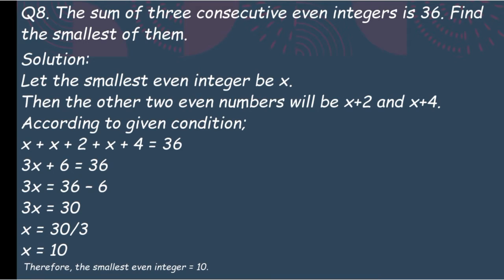Now according to the given condition, x plus x plus 2 plus x plus 4 equals 36. Now the sum of these is 3x, then 2 plus 4 equals 6, so 3x plus 6 equals 36. Now we have to find the value of x, therefore move this 6 to the right hand side and it becomes minus 6. Subtracting it from 36 we get 30. Now 3 is being multiplied by x on the left hand side, shifted to the right hand side it becomes 30 by 3, which is equal to 10. Therefore the smallest even integer is 10.